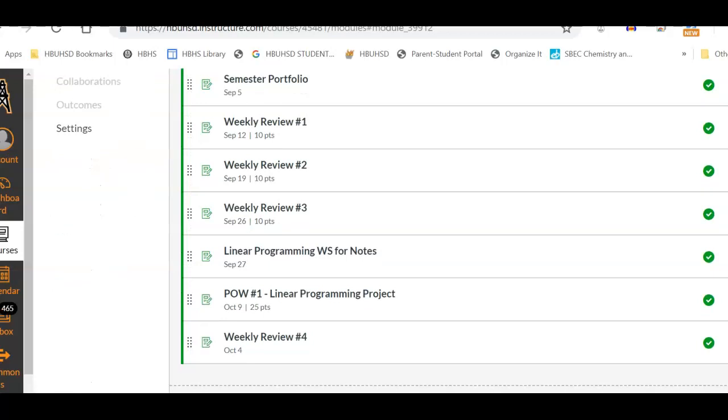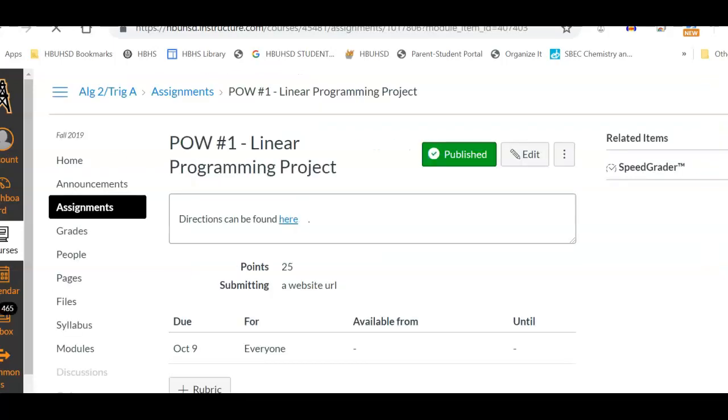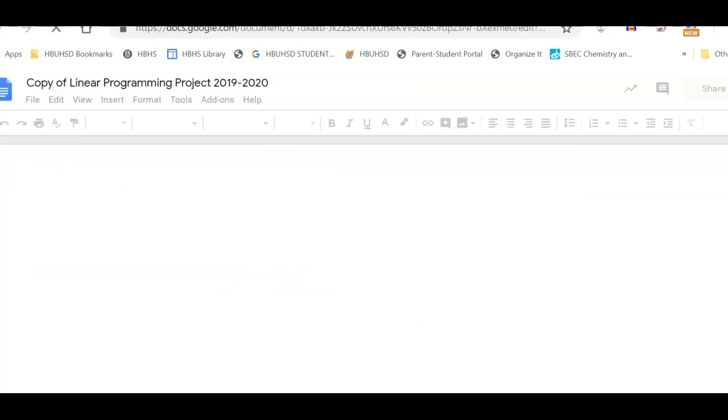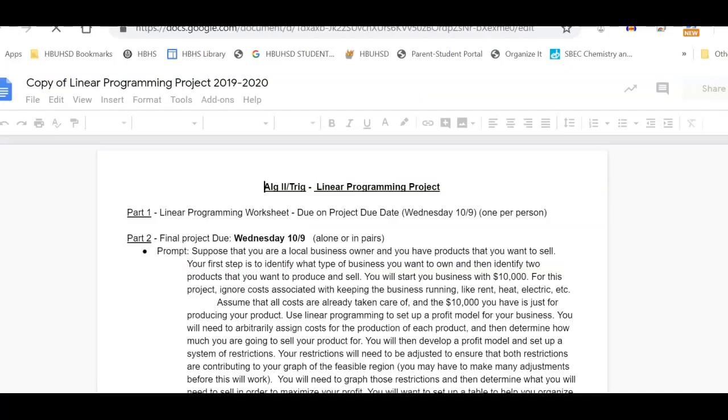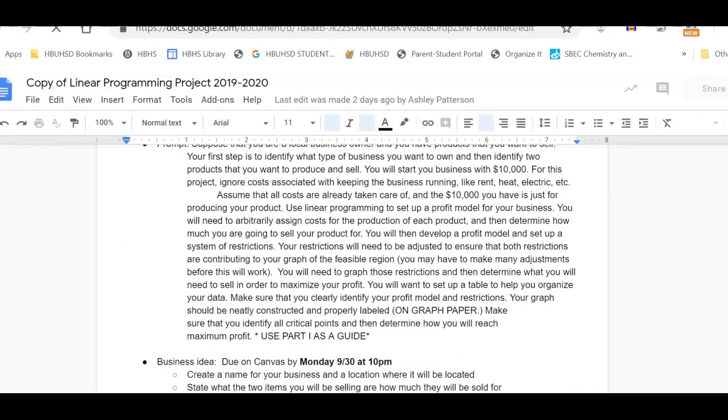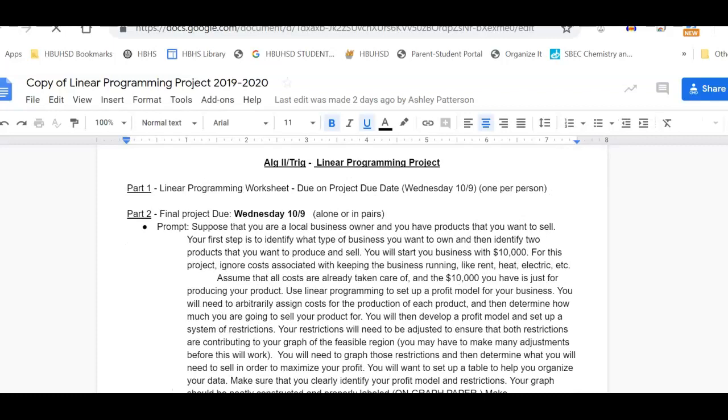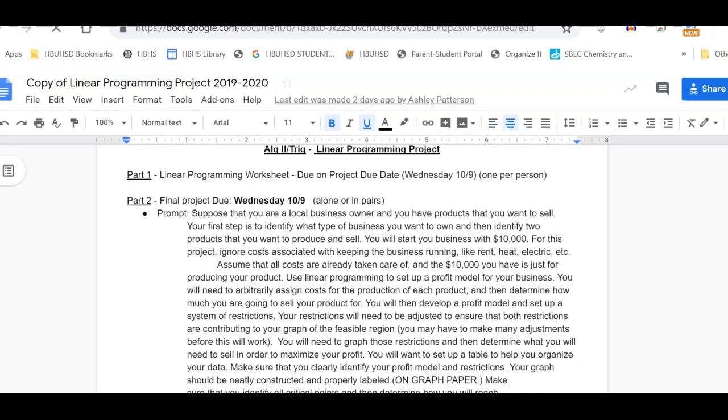So here's project of the week number 1, your linear programming project. When you click on the directions, you're taken to a Google Doc link that tells you all of the specifics. So the final due date is Wednesday, October 9th. You can work alone or in pairs. So if you want to work with someone, that's fine.